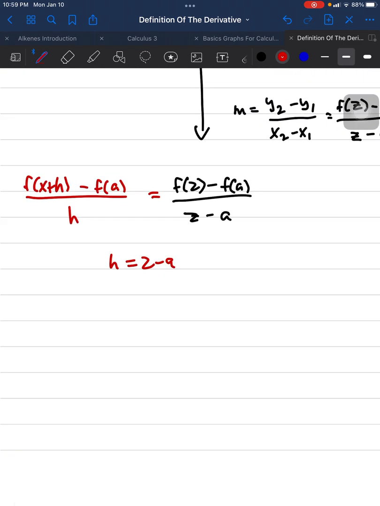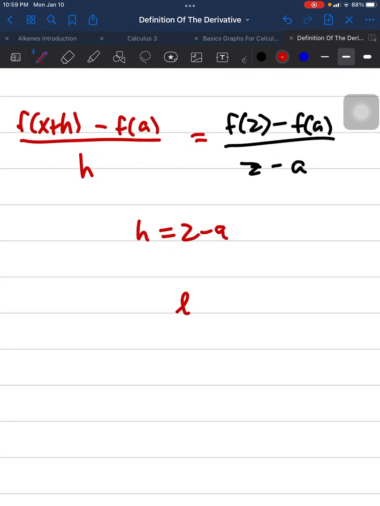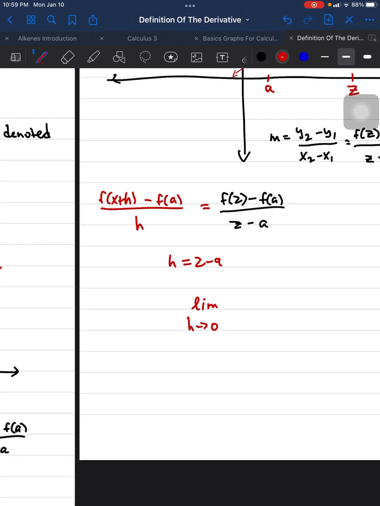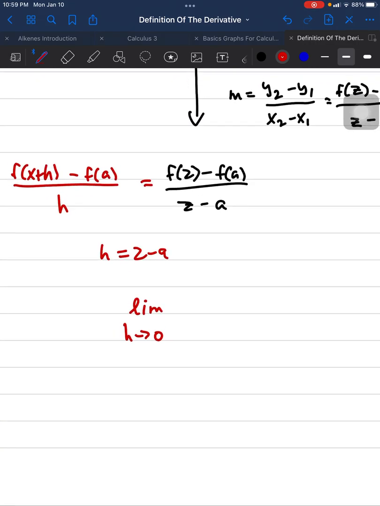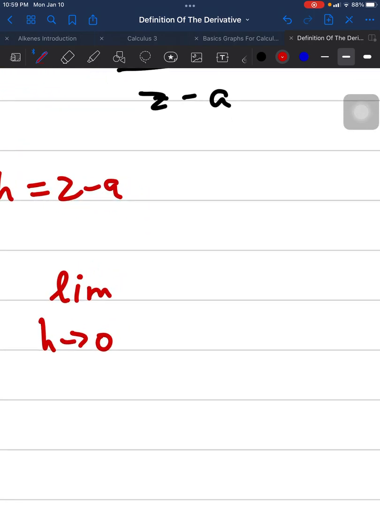So when we're rewriting this, we want to rewrite it like this: limit as h approaches 0. And we know that h is equal to z minus a, so we can just replace z minus a with h to simplify the limit definition. So we figure out the denominator, which is h.